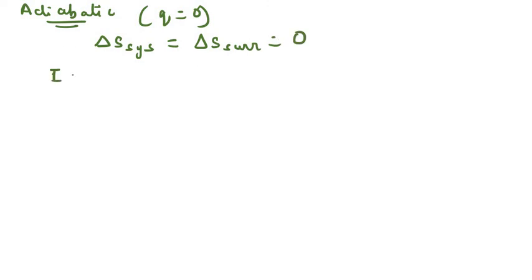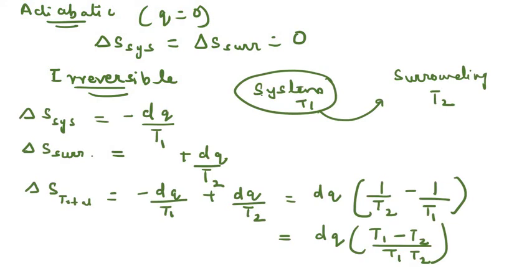Now let us consider an irreversible process. In this case, the system is transferring its heat to the surrounding. When can the system transfer its heat to the surrounding? When the system is at a higher temperature and the surrounding is at a lower temperature. So we can represent it like this.